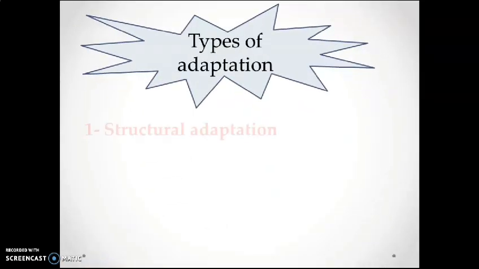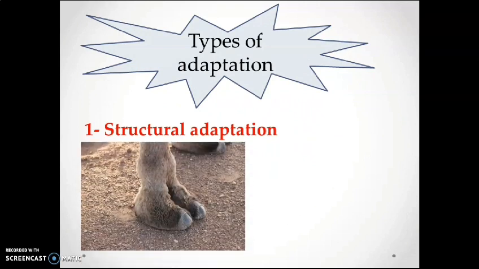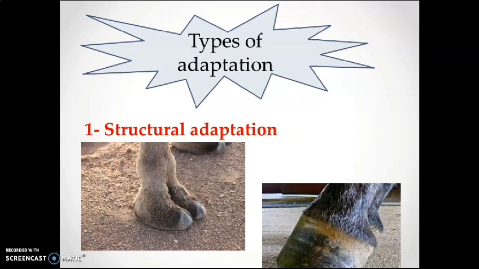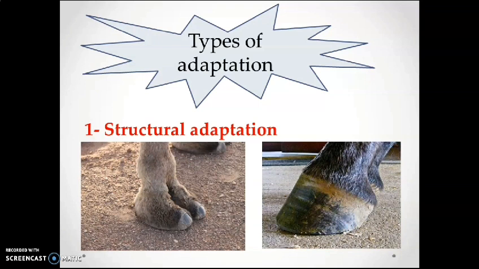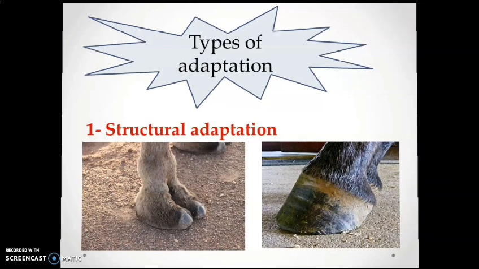The types of adaptation: the first type is called structural adaptation or anatomical adaptation, like the camel's pad, which enabled the camel to walk through the hot desert sand, and the horse's hoof, which is strong and solid, which enables the horse to go through the rocky soil.